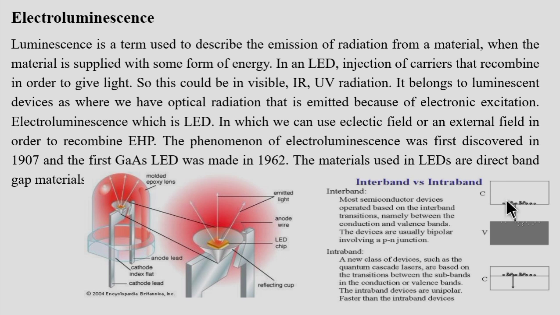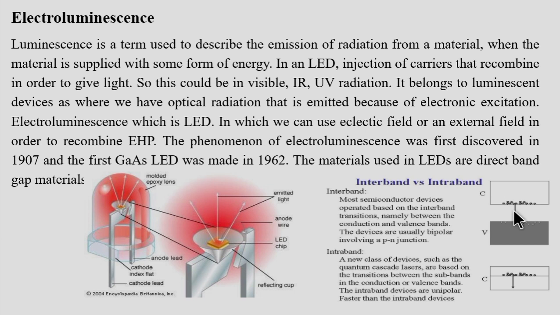In the second kind of transition, you call it the defect transition. Suppose the material is doped with some impurities, these basically cause defect states in the band gap.